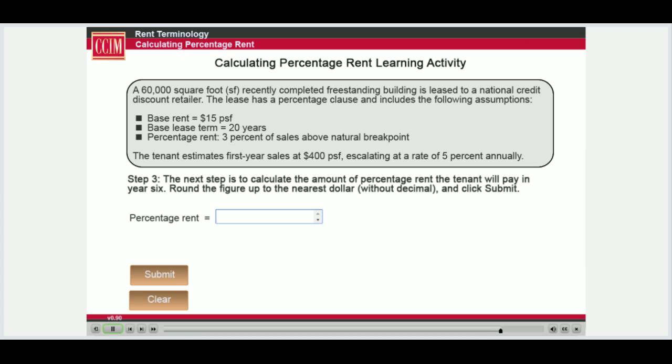Step 3. The next step is to calculate the amount of percentage rent the tenant will pay in year 6. Round the figure up to the nearest dollar without decimal and click Submit.